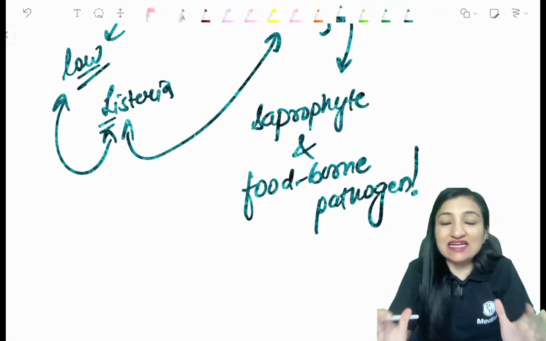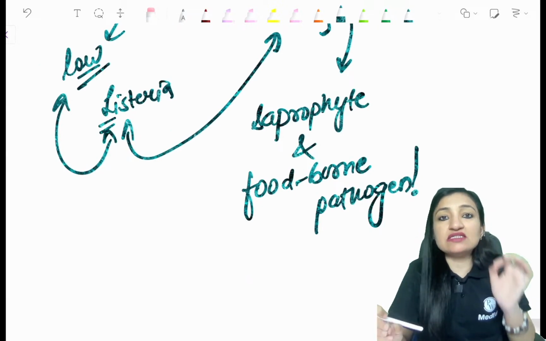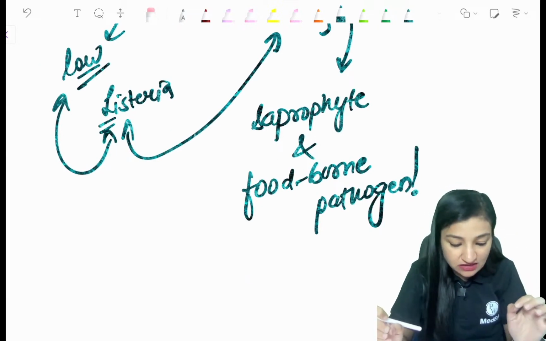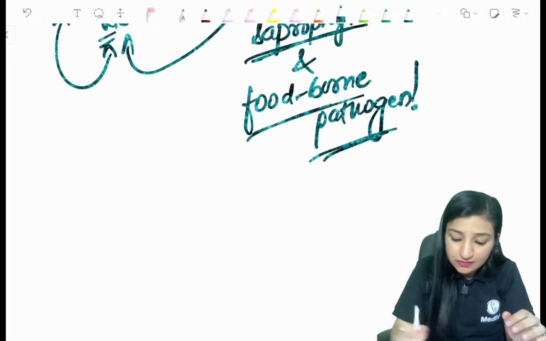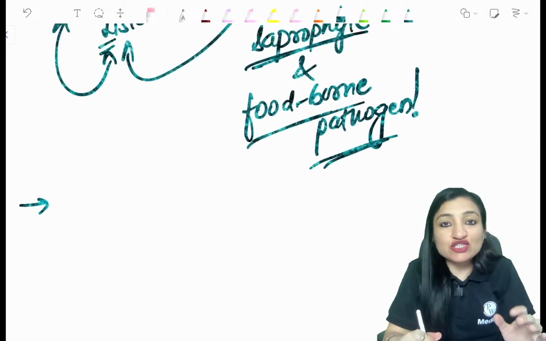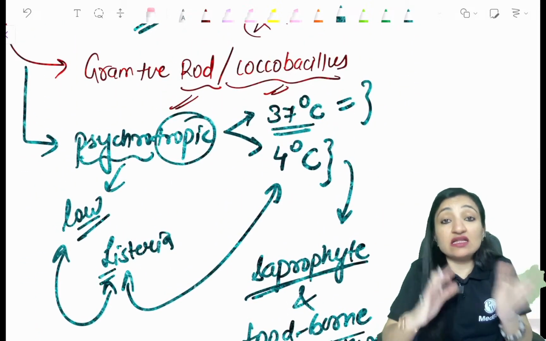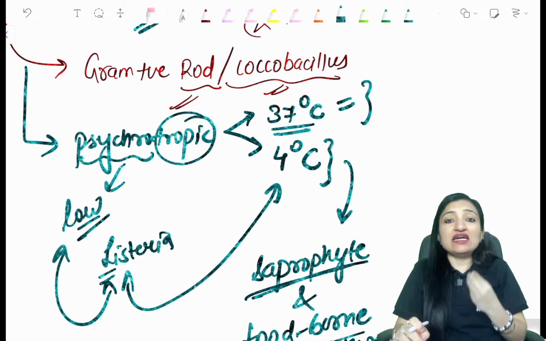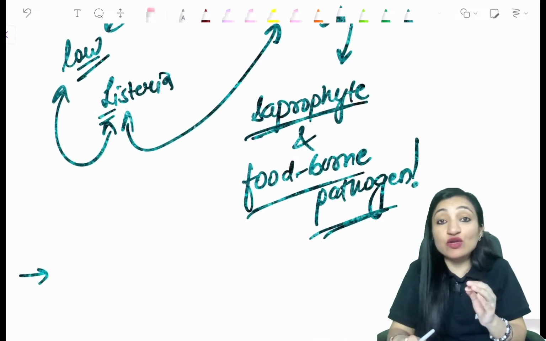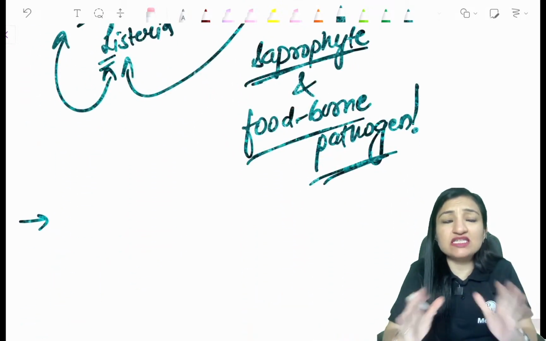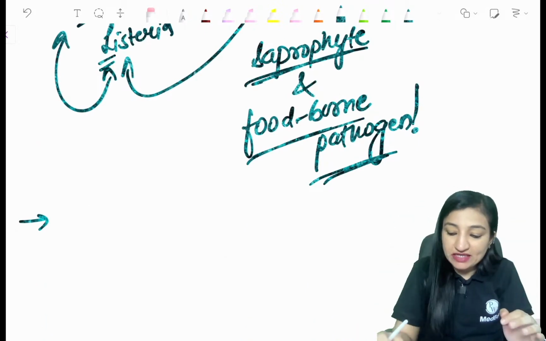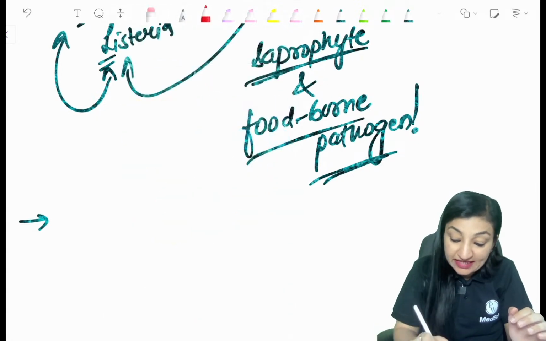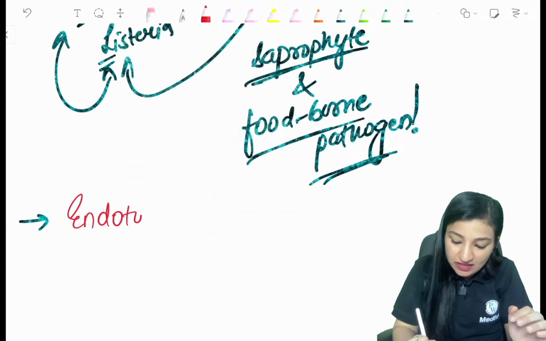Only when clinical signs and symptoms appear do we say that disease development has happened. So it's a saprophyte and it's a food-borne pathogen. Then, the gram reaction, I have told you. Another unique feature is that it is psychrotropic, and yet another unique feature is that despite being gram positive, it is going to possess a deadly structure, namely endotoxin, also known as lipopolysaccharide.